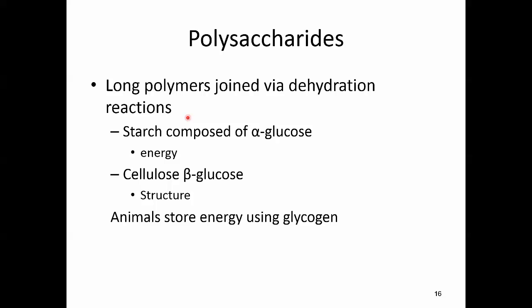Meanwhile, in animals, we store energy using glycogen, which is kind of a branched, very similar to starch type molecule made of glucose. Animals also do not make cellulose. We don't use starch. Instead, we have glycogen. Some animals, like insects, make a hard outer shell, their exoskeleton, out of chitin, which is as close as animals get to cellulose. Chitin is composed also of carbohydrates.